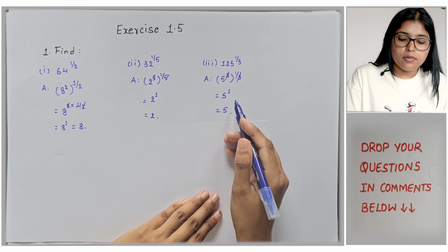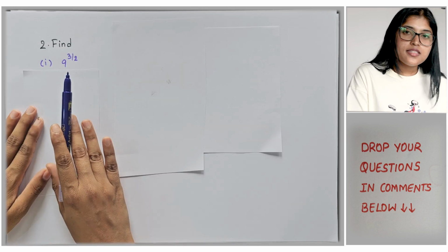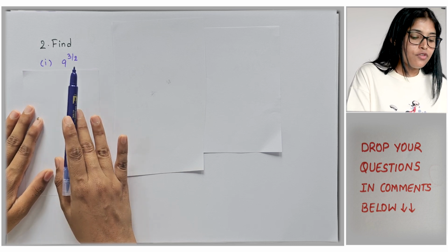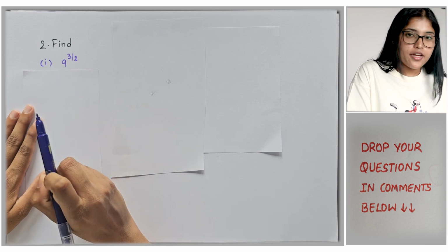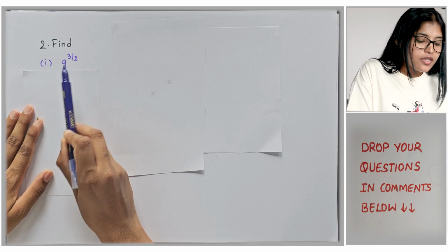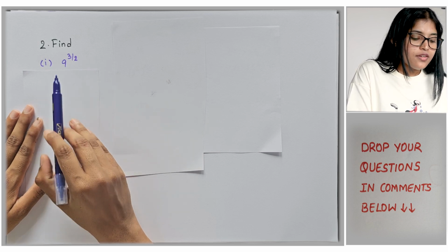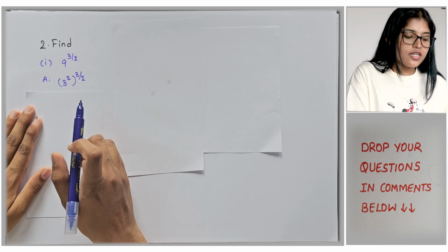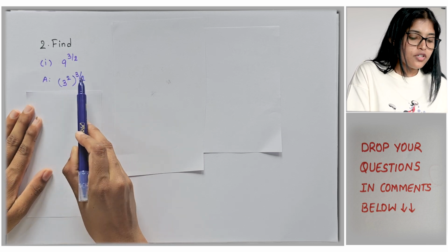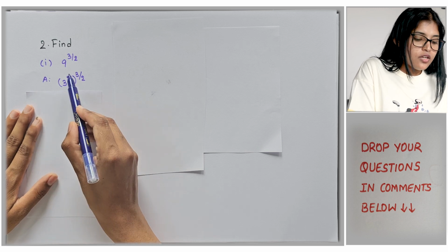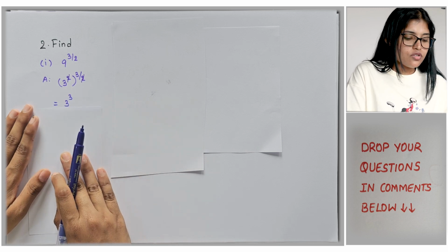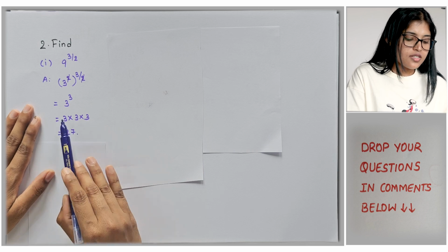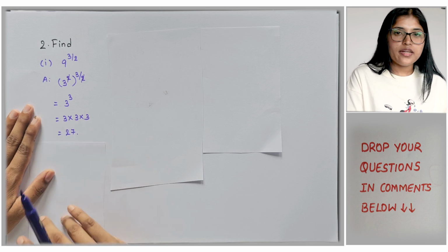I'll be left with 5 power 1, which is equal to 5. We can see similar problems in the second question, with the first one saying simplify or find 9 power 3 by 2. Again, focus on the denominator and try to find a number whose square is 9, because we have 2 here. So I know 3 square is 9, so I can write 3 power 2 whole power 3 by 2. Now I can cancel this 2 and 2. So 3 cube can be written as 3 into 3 into 3. The answer is 3 3s are 9, 9 3s are 27.